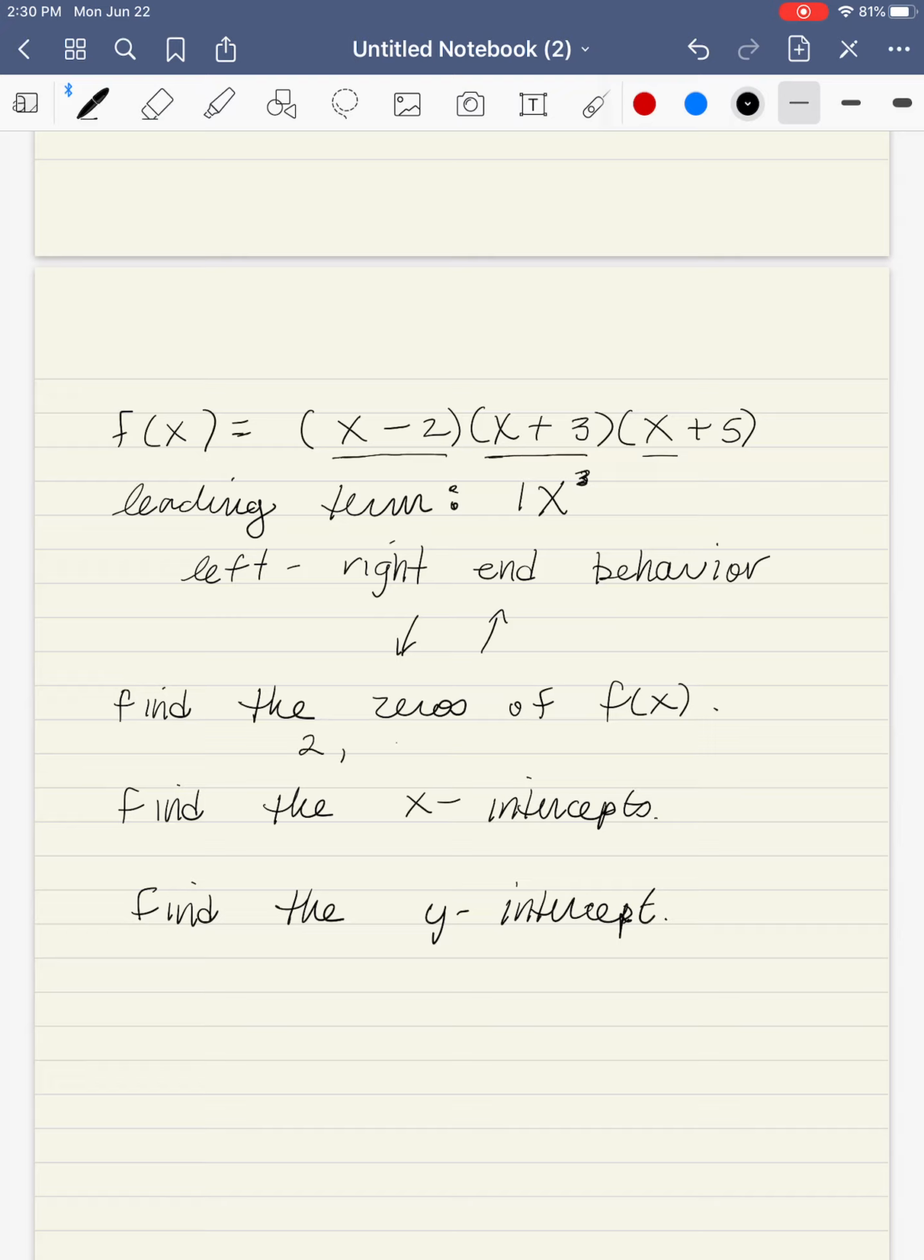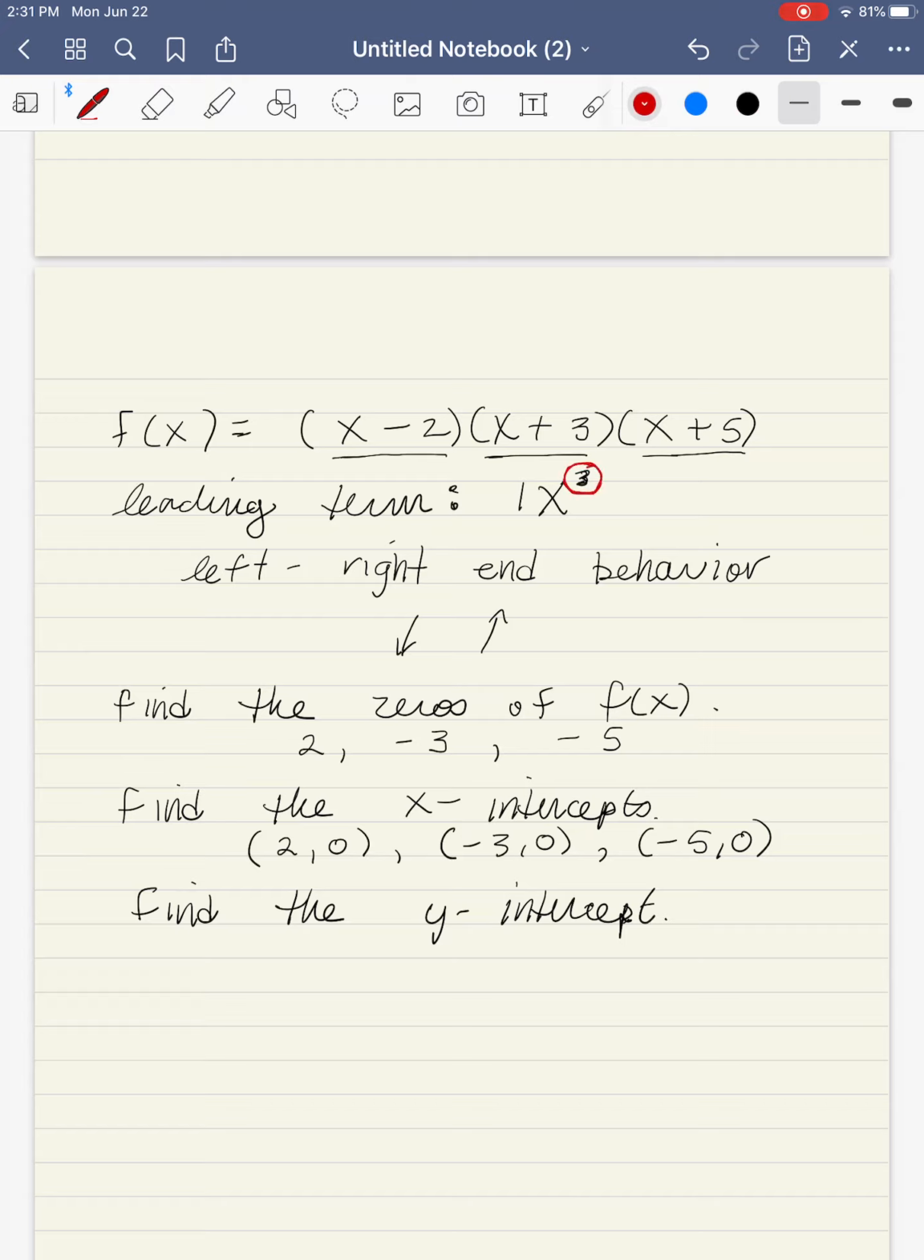All right, so we look at our factors here. Factor x minus 2 means the 0 is 2. Factor x plus 3 means that the 0 is negative 3. And the factor is x plus 5, so that means my 0 is negative 5. Every one of those is a real number, so I can write them as ordered pairs, points on the graph: (2, 0), (-3, 0), and (-5, 0).